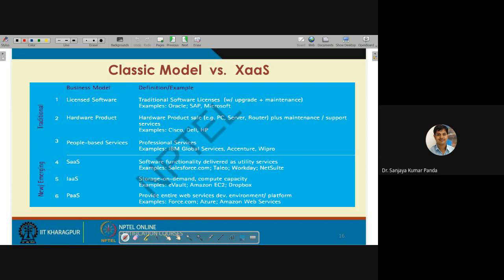In comparison to your classical model, XaaS has a lot of features. For example, we have Amazon EC2, Amazon Web Services, and Salesforce.com. These are all provided as integrated services, IaaS, PaaS, and SaaS. So we are getting better services in comparison to the classic model.